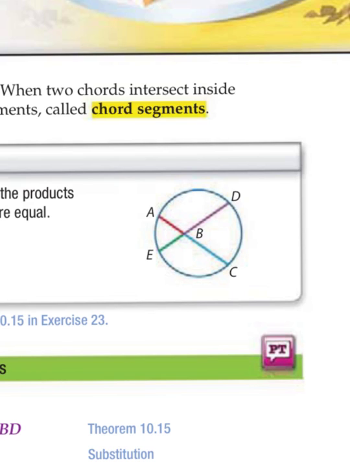And what we talked about today as our theorem is that one of our little pieces, I'm going to call that little a, times the rest of that particular segment, b. If I multiply a times b, that will give me the same product as if I multiply the two segments of the other chord. Okay? So one piece of the chord times the rest of that chord equals the product of the two pieces of the other chord.